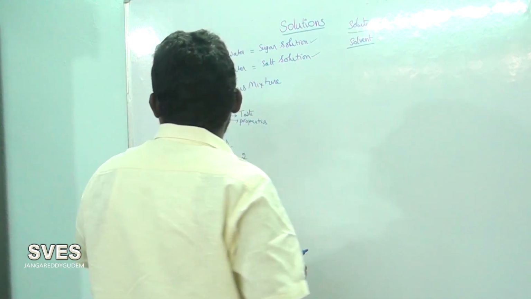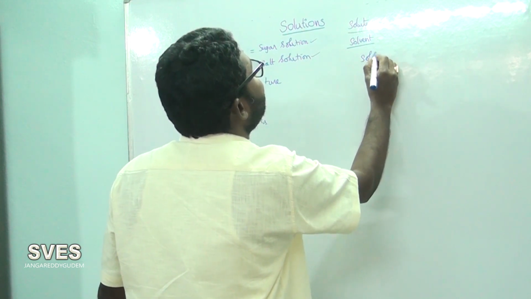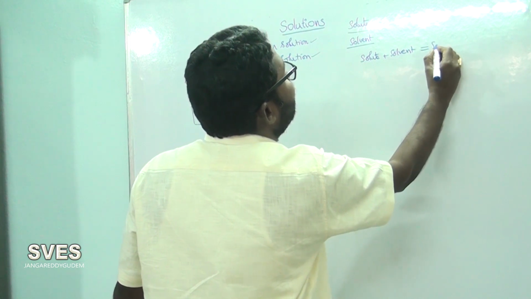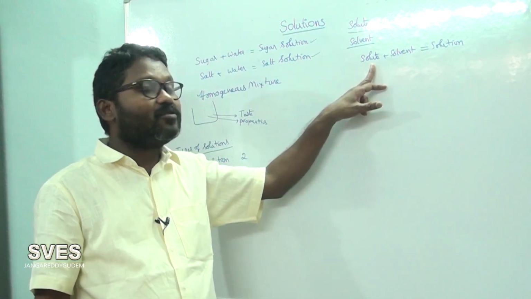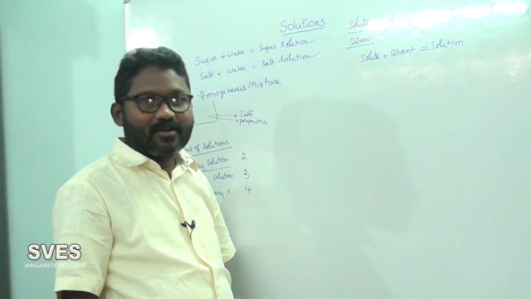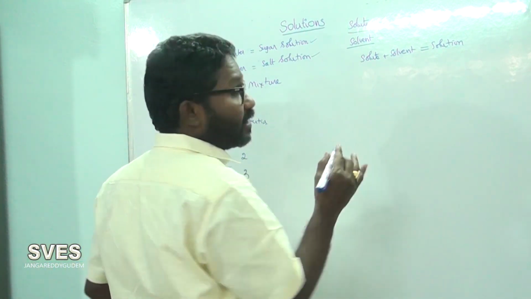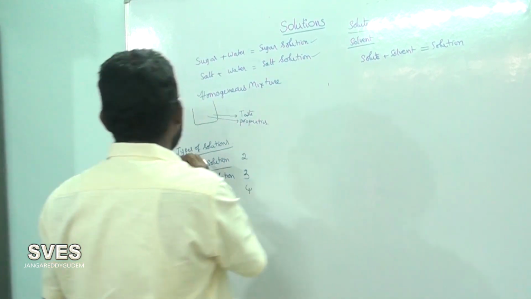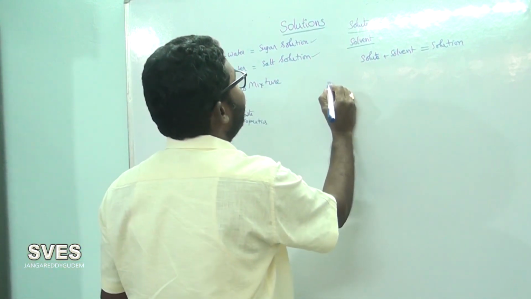You see, in a binary solution, solute plus solvent is equal to solution. Okay, let us take another variety of solution. This is the first variety of classification. Let us go for the second variety.